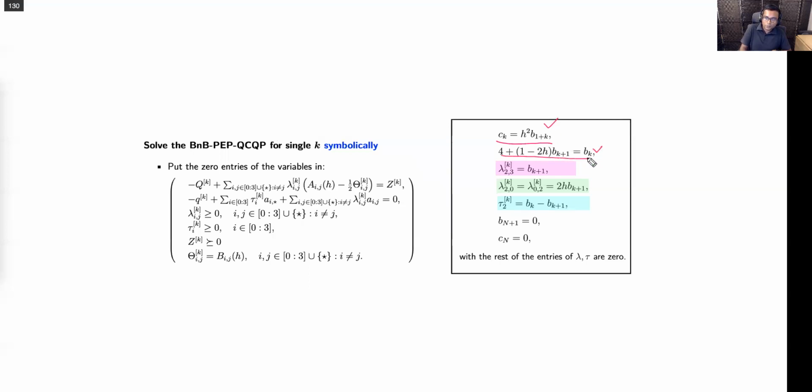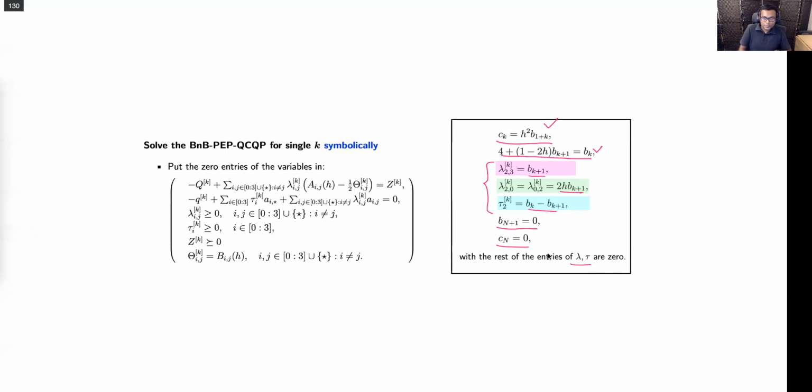Bk is controlled by this recursive scheme. These were my dual variables, the inner dual variables, and they actually satisfy these three equalities: bn plus 1 equal to 0 and cn equal to 0. So these are the non-zero entries, and also the rest of the entries of lambda tau are 0.